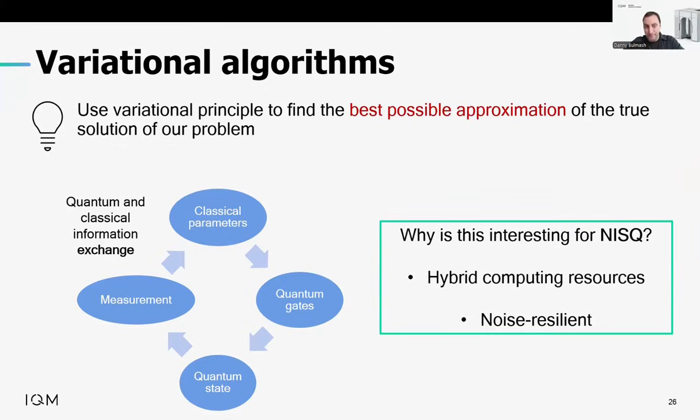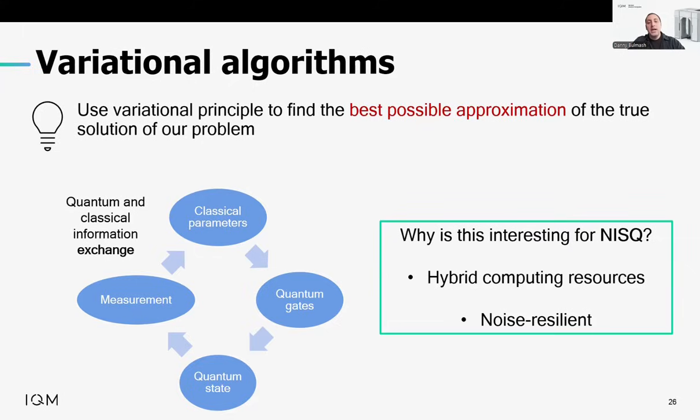so that we get closer and closer and closer to the optimal possible solution. And this is actually really interesting for noisy intermediate scale quantum devices, so NISQ devices, because it involves the exchange of quantum and classical information in a way that we're going to see very soon. And this is useful because we can use very good classical computers to amplify or improve the results of our quantum computers.